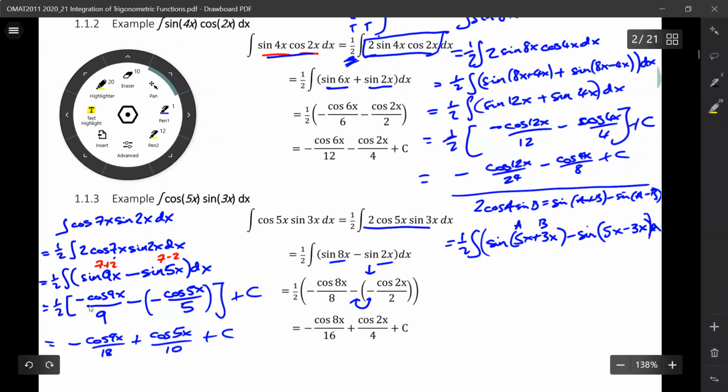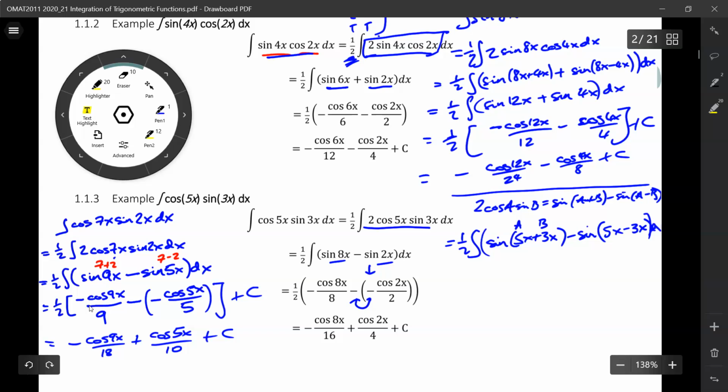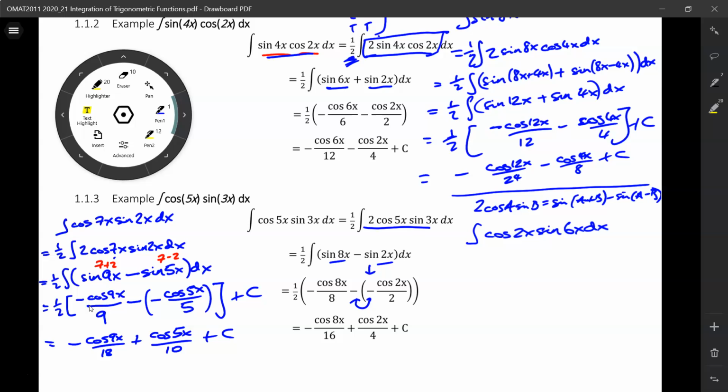Now I'm going to do another one of these because they get a bit tricky. So this time we're going to end up with a negative answer. So the integral of cosine of 2x sine of 6x dx. Same question, same one. Cosine first, sine second, but this time the a minus b is going to be negative. So how do you handle that?